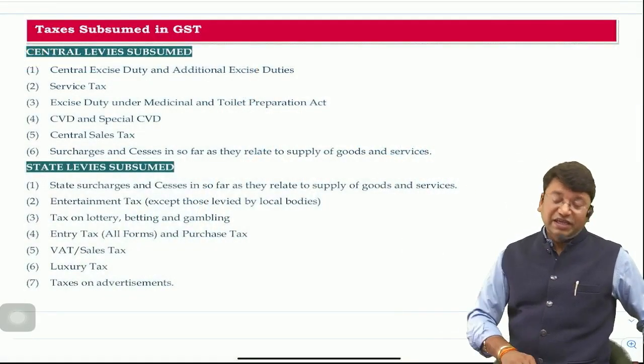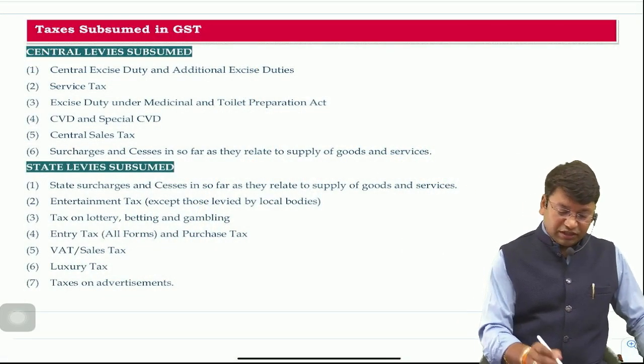First of all, we need to understand what all taxes got subsumed in GST. With effect from 1st of July, many of the state taxes, many of the central government taxes got subsumed in GST. So first of all, we'll begin with what all taxes got subsumed in GST, and then we'll start with the concept behind introducing the GST and provisions regarding GST. These are the taxes which are subsumed in GST. It is already given in your book.